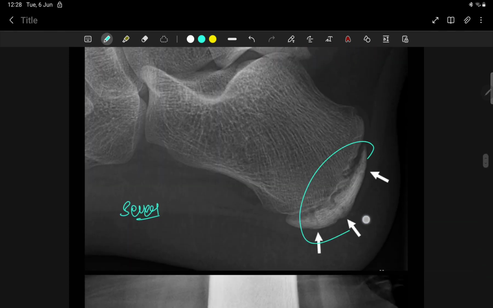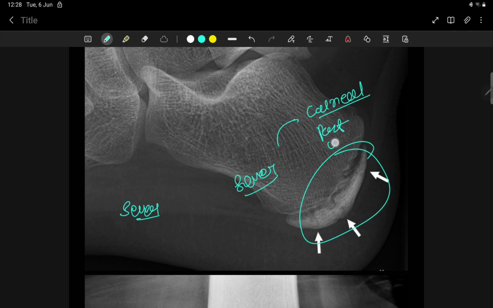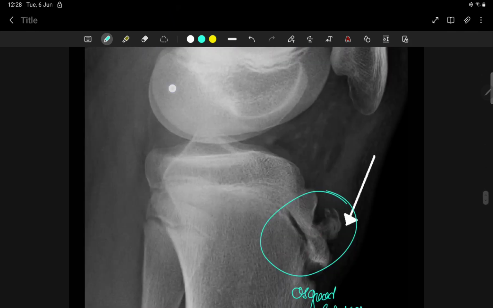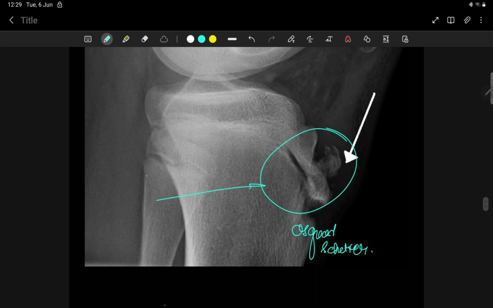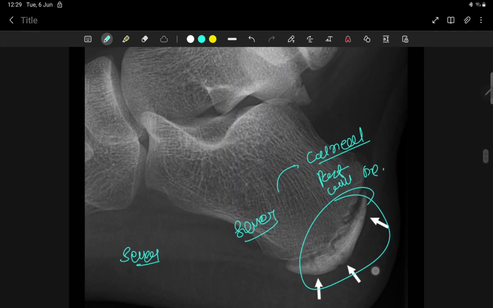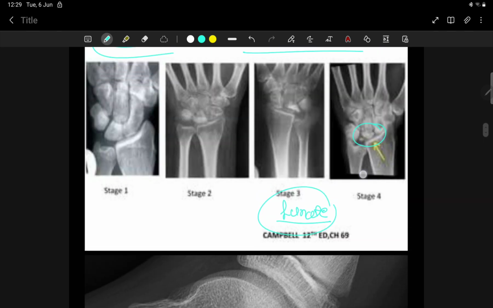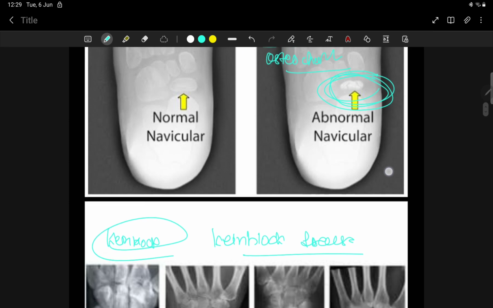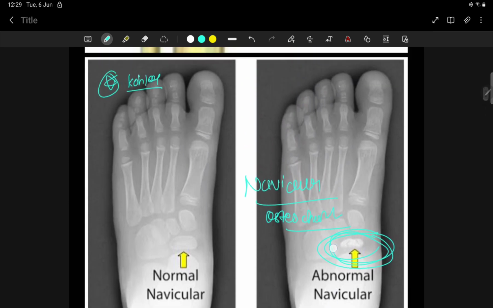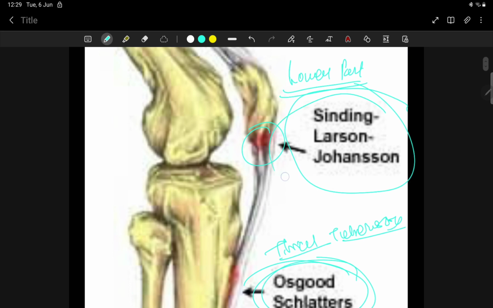Okay, this is Sever disease. Calcaneal part will be affected. Okay, this is Osgood-Schlatter disease. Again, tibial tuberosity will be affected. So these are the included on X-ray: Osgood-Schlatter, Sever, lunate, navicular, that is Kohler, Sinding-Larsen-Johansson, which is lower part of patella. Thank you very much.